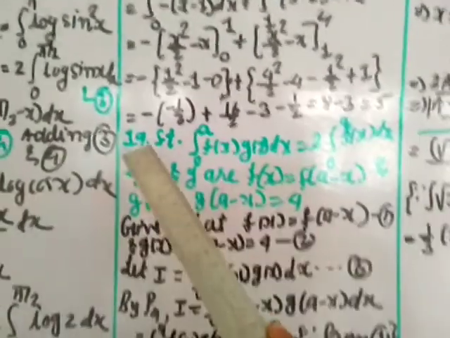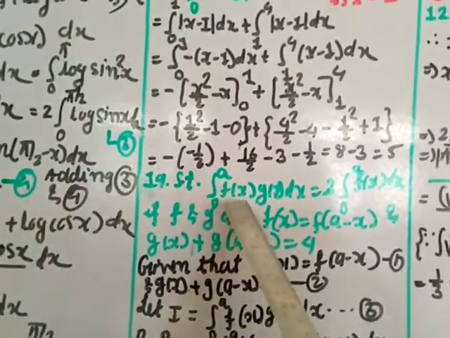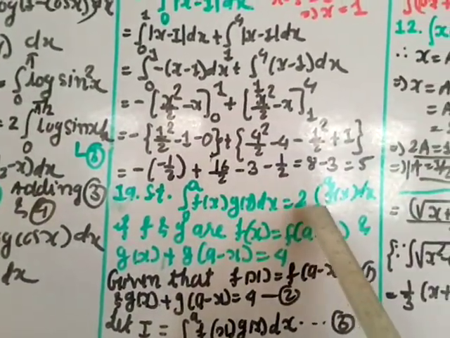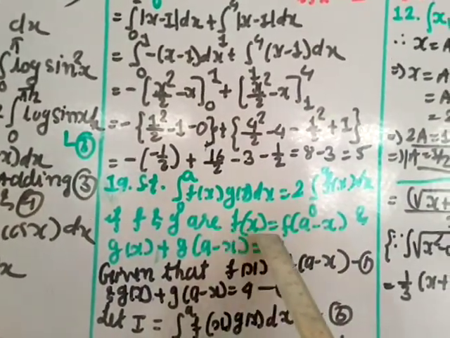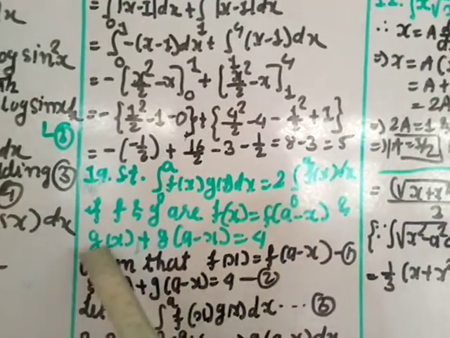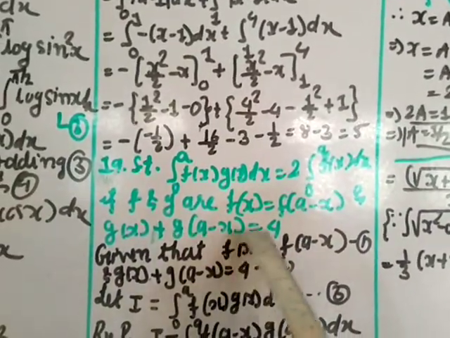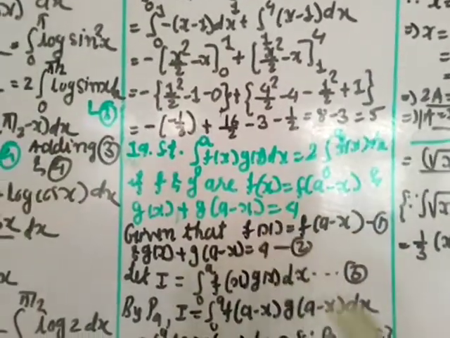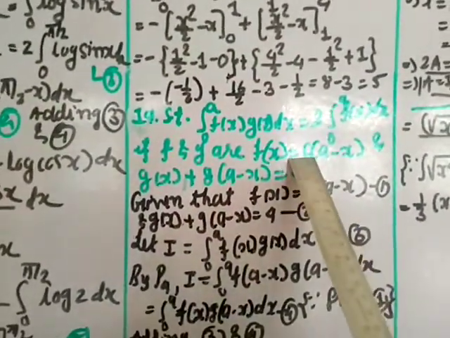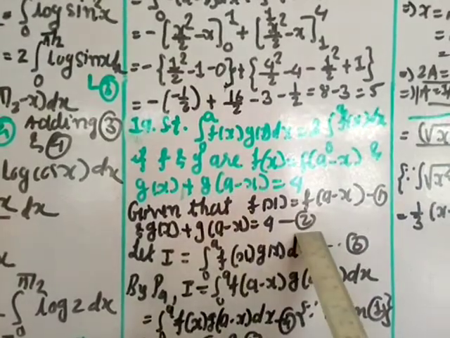Question number 19. Show that integral 0 to a f of x g of x dx equals 2 times integral 0 to a f of x dx, if f of x equals f of a minus x and g of x plus g of a minus x equals 4. If these two conditions are there, this equals this, you have to prove. So what is given? I will call them number 1 and 2. This one call it number 1, this one call it number 2.